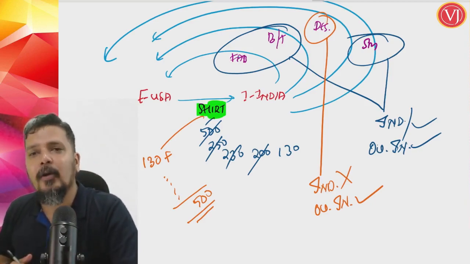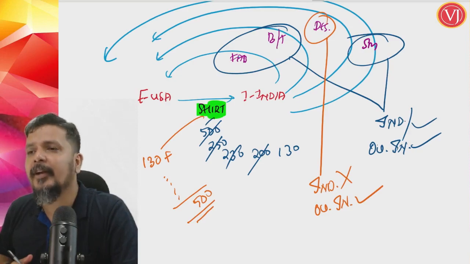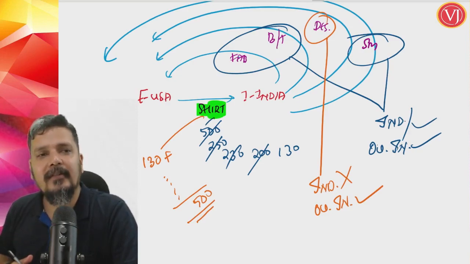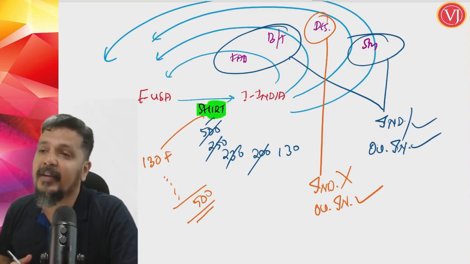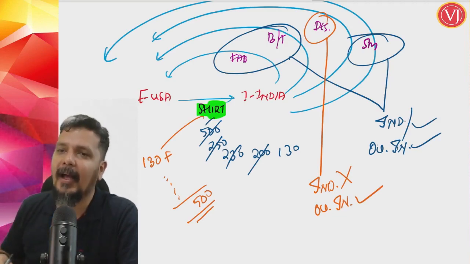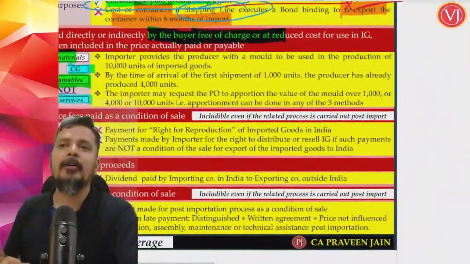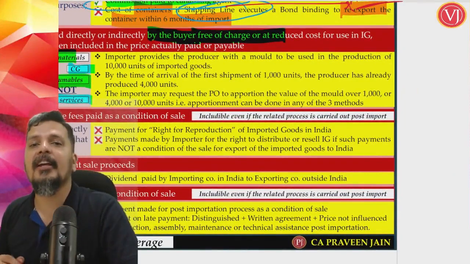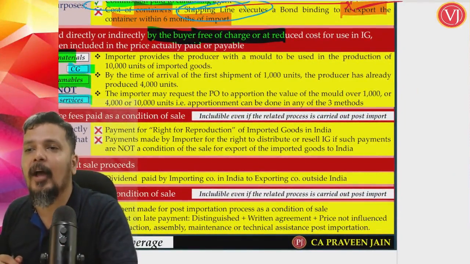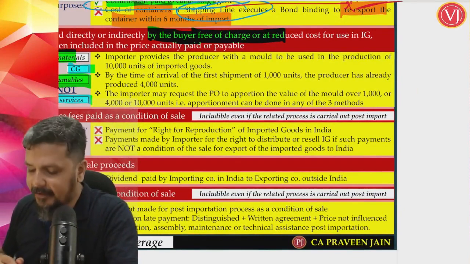But when you're talking about services, if they are sent from India, not added. If they are sent from outside India, that will be added. And one more thing that you need to understand: when you talk about capital goods addition, it will be on a proportionate basis.